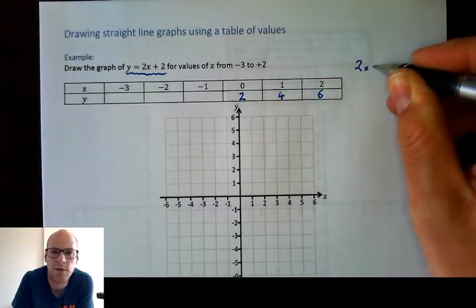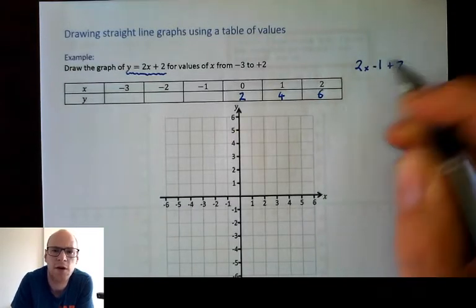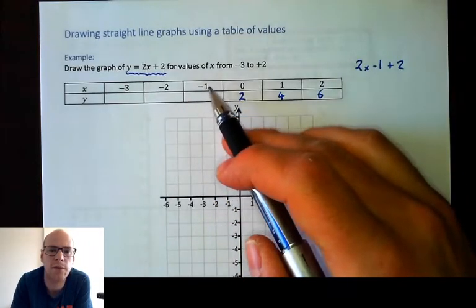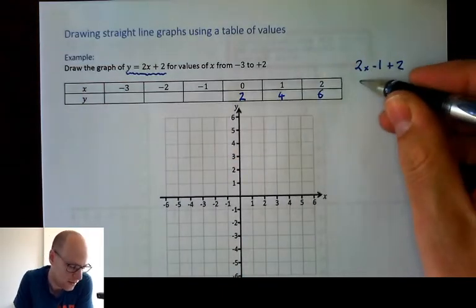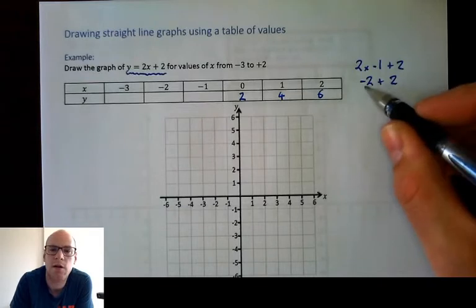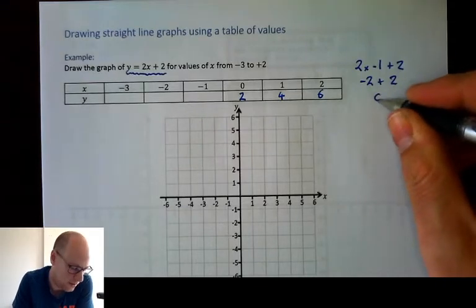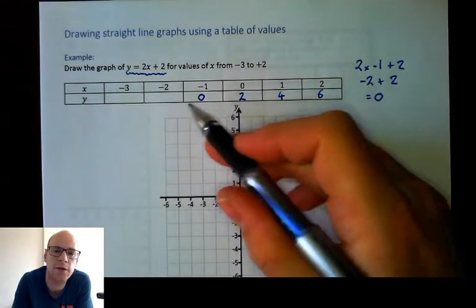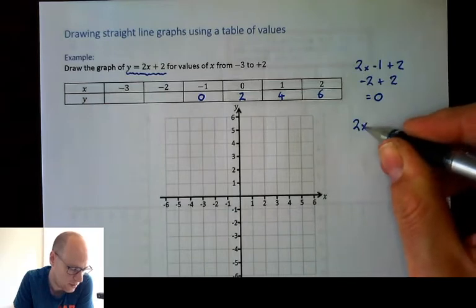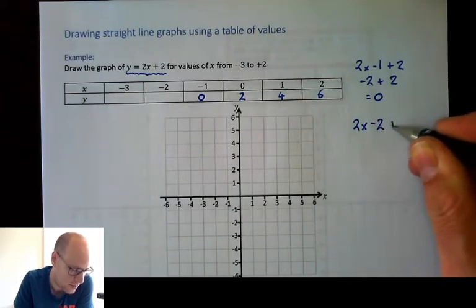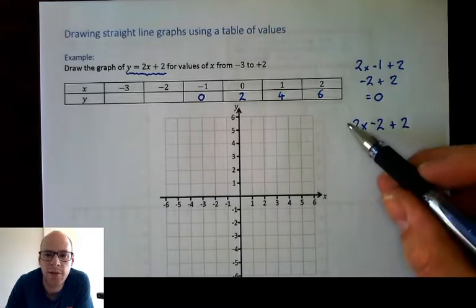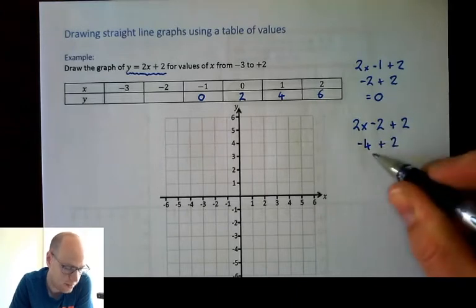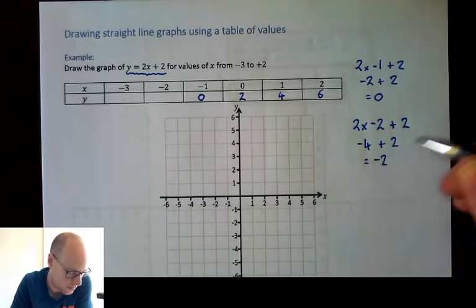So 2 times -1 plus 2. That's what I'm currently trying to do to work out this value here. So I've replaced x with -1, and there it is. 2 times -1 is -2. -2 plus 2 is 0. So the answer in this box is a 0. I'm going to do the next one using this strategy down here. So it's 2 multiplied by -2, add 2. BIDMAS tells me I need to do this bit first. So 2 times -2 is -4. -4 add 2 is -2.